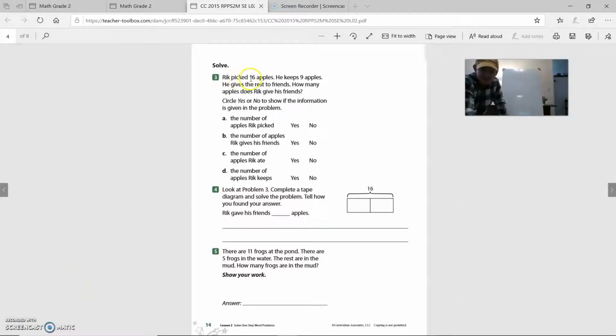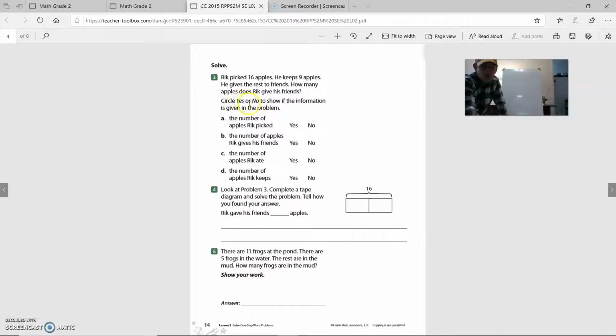Rick picked 16 apples. He keeps 9 apples. He gives the rest to his friends. How many apples does Rick give to his friends? Well, this question is going to ask us to really figure out, what do we know and what do we not know? So let's look.